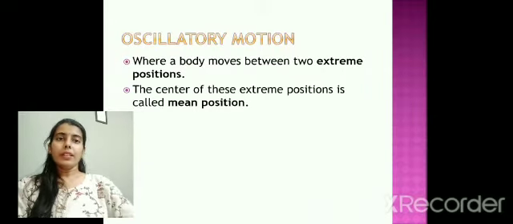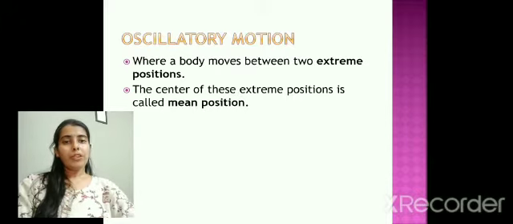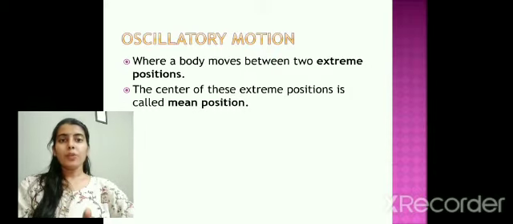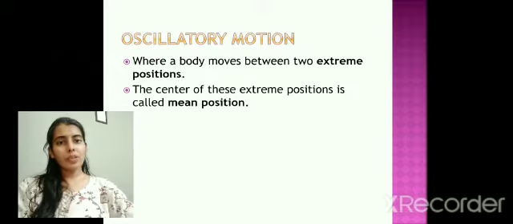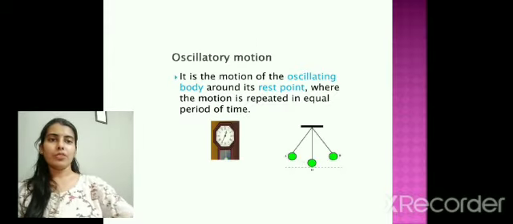Now oscillatory motion we will discuss in detail, that is related to the simple pendulum. When the pendulum bob moves from one extreme position to the other and then comes back, this is called one oscillation. So when a body is moving between two extreme positions, it is called oscillatory motion. The center of these two extreme positions is called the mean position.